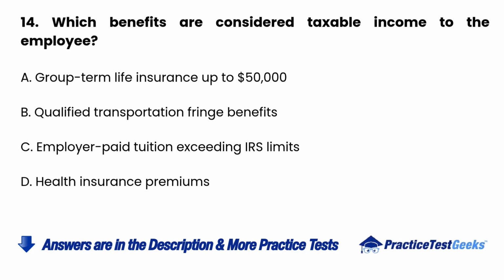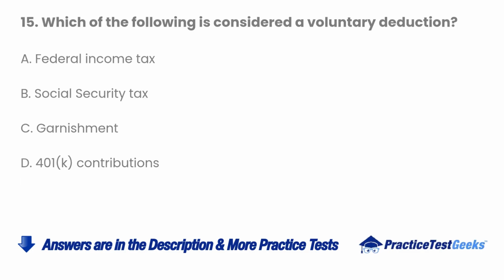14. Which benefits are considered taxable income to the employee? A. Group term life insurance up to $50,000. B. Qualified transportation fringe benefits. C. Employer-paid tuition exceeding IRS limits. D. Health insurance premiums.